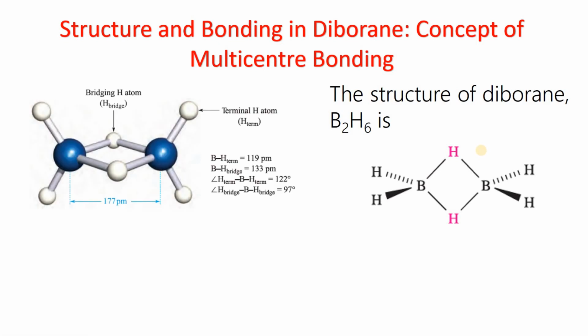And these are the bonding parameters. The boron atoms are shown in blue color and the hydrogens are shown in white color. If you see, the boron-boron distance is 177 picometer, which is outside the bonding range. So there is no possibility of a boron-boron bond.